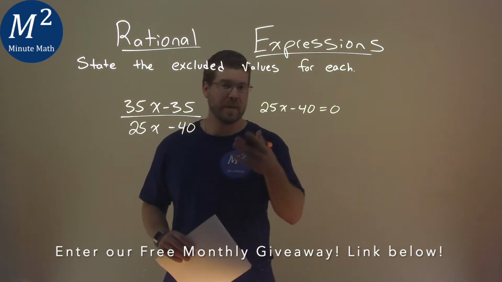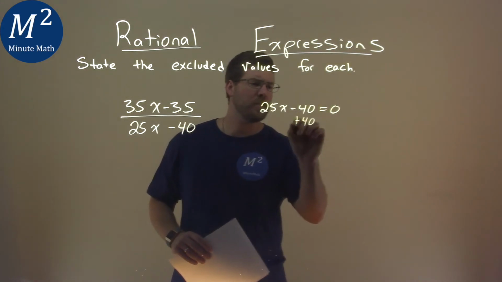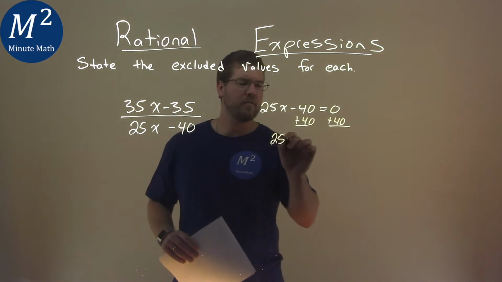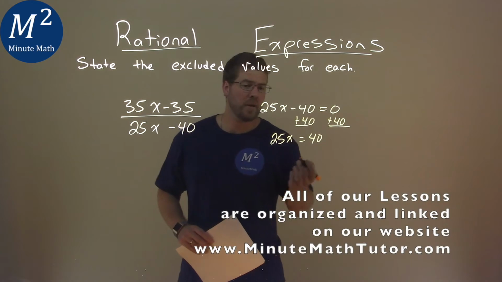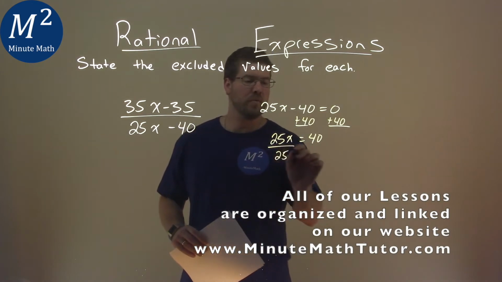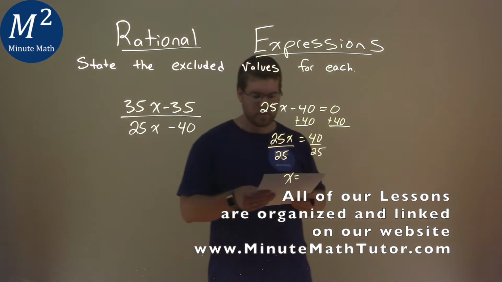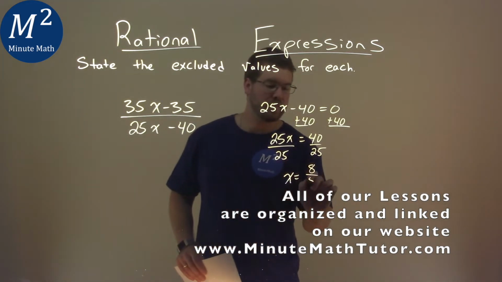And remember, we can't divide by 0. So now we solve. We add 40 to both sides, and so we have 25x equals positive 40. Then from there, we divide both sides by 25. And now x equals 40 divided by 25, which does simplify to 8/5.